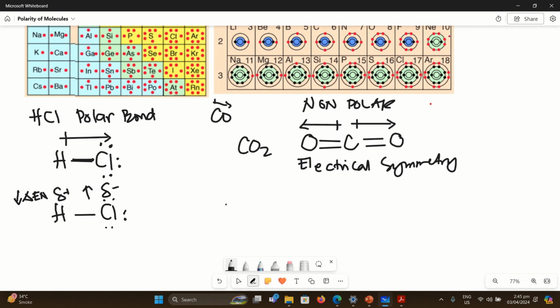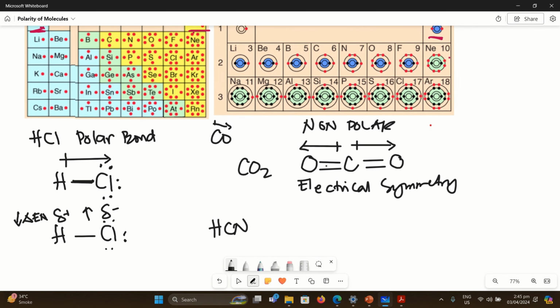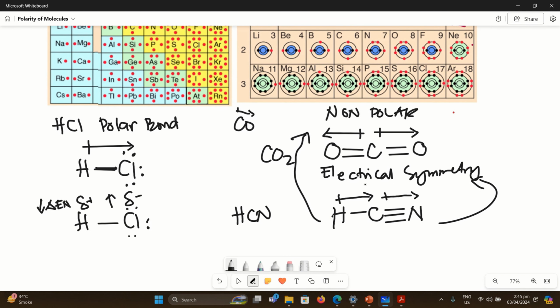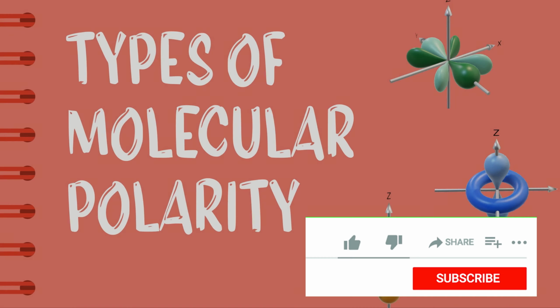HCN. So, si HCN, they have the same direction but pointing like this. Let's make this an electrical symmetry that makes it non-polar. So, that's it. That consists our topic for today.